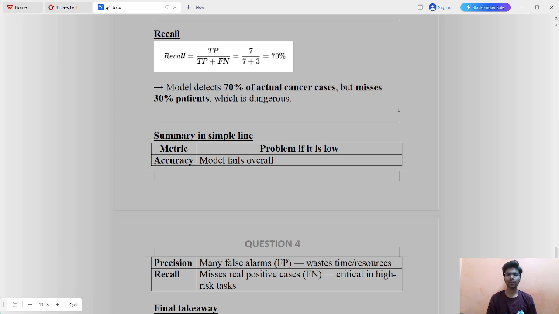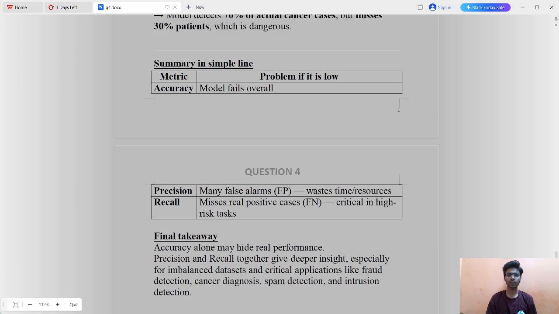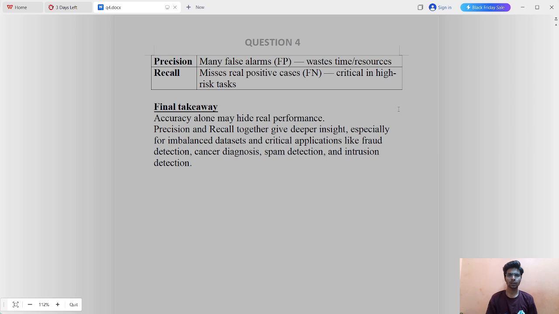Summary in simple lines. If accuracy is low, the model fails overall. Precision: how many false alarms, FP, waste time and resources. And recall: missed real positive cases, FN, are critical in high-risk tasks.